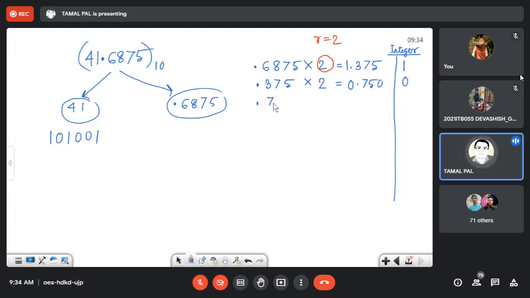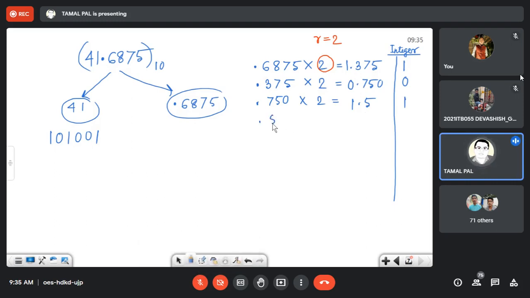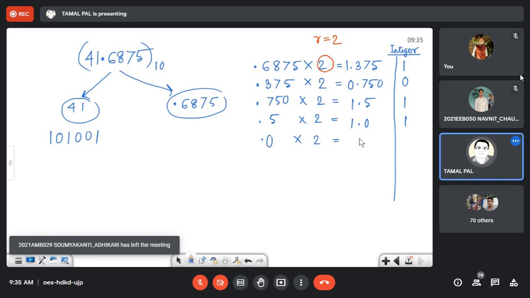Then 0.750. Multiply by 2 once again and tell me the result. 1.5. So the integer is 1. Now 0.5, multiplied by 2, gives 1.0 and the integer part is 1. After this step it is useless to carry on because everything will be 0.